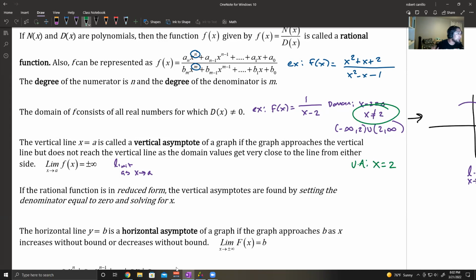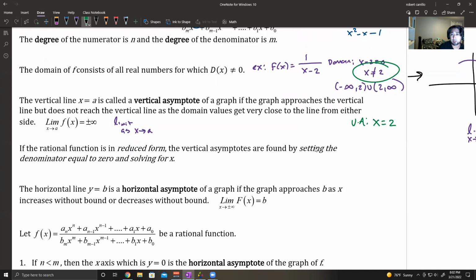We try to keep things a little bit simple in here, right? If you have your domain, you have your vertical asymptote. And just like I said, if you want to find your vertical asymptote, you take your denominator and set it equal to 0 and solve for x, just like we did there. So those are vertical asymptotes.